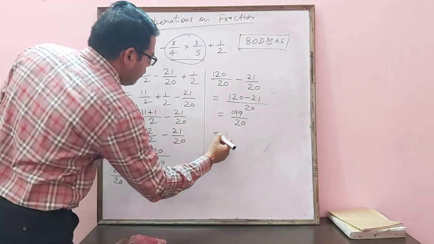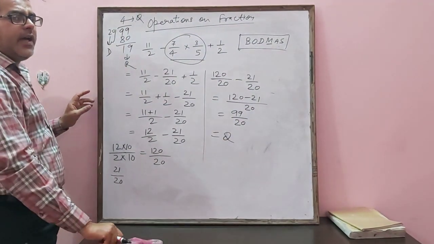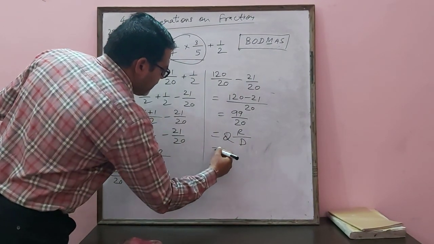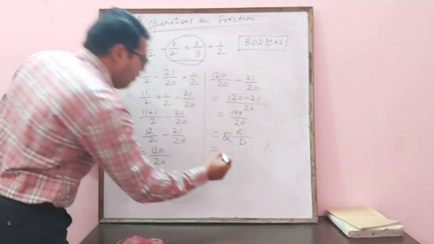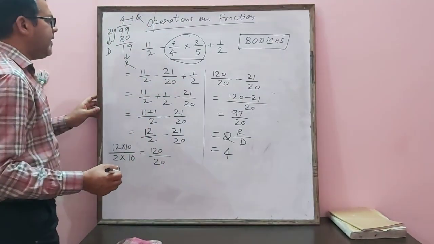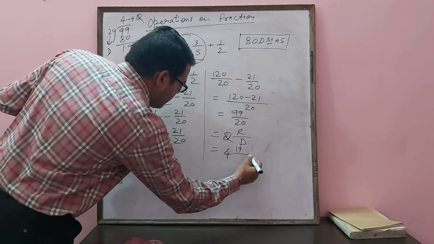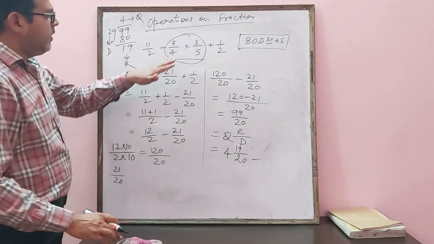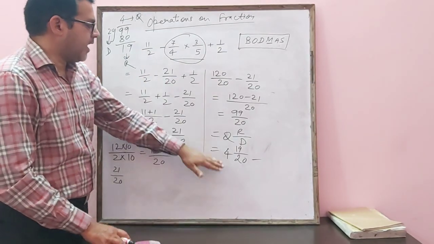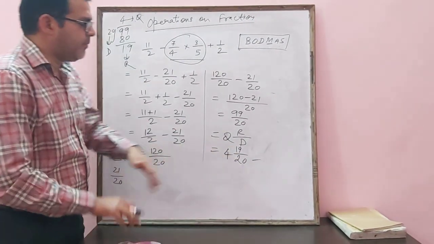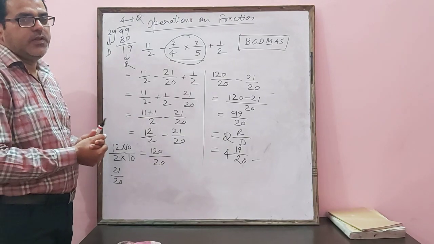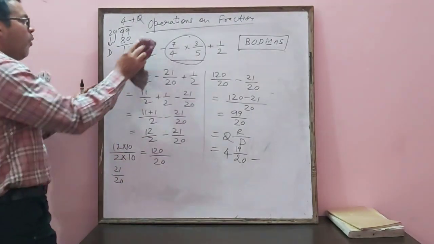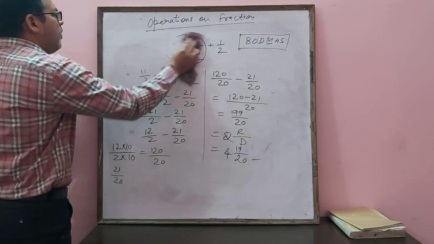So according to the rule, the quotient we write as the whole, then the remainder upon the divisor. Quotient is 4, remainder is 19 and divisor is 20. So this is the solution of this expression. 4 whole 19 by 20 we have. This is very simple. Right guys? One more example I am taking here to make you understand.